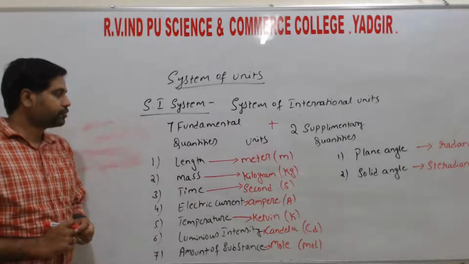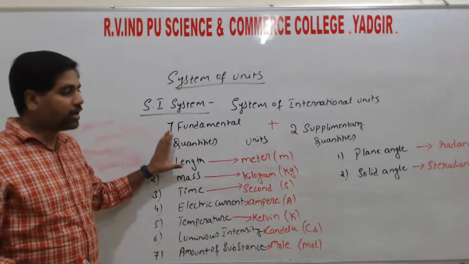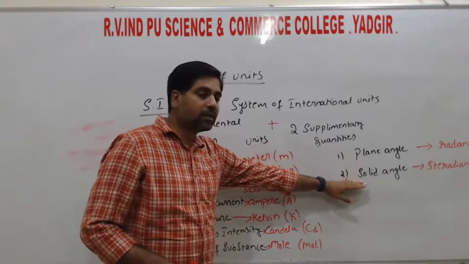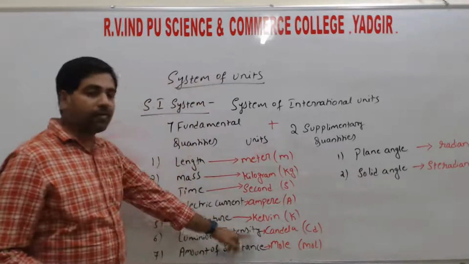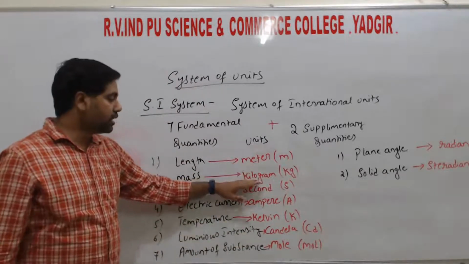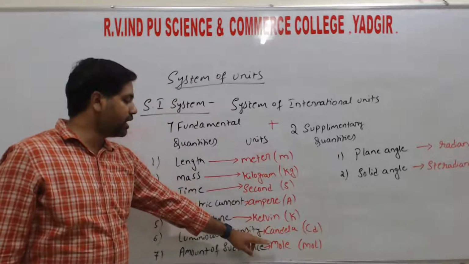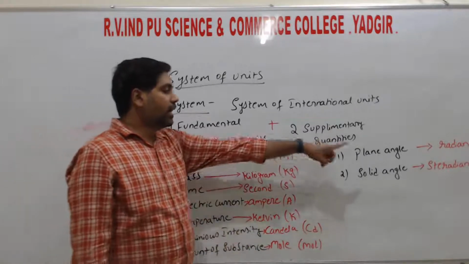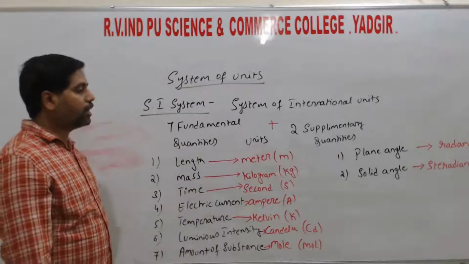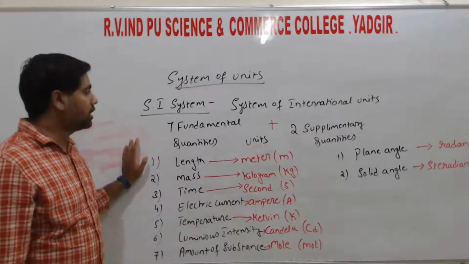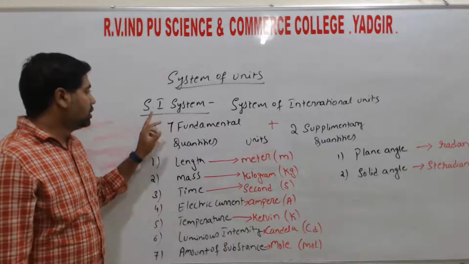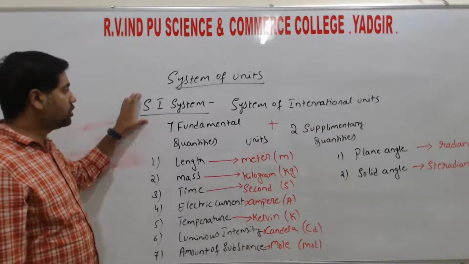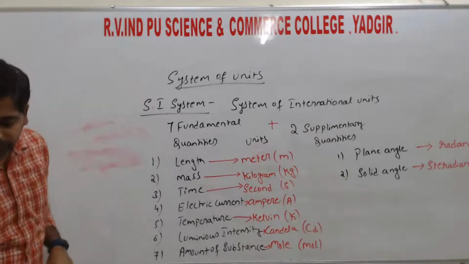So these are the 7 fundamental quantities along with 2 supplementary quantities, that is plane angle and solid angle. These are the 7 fundamental units: meter, kilogram, second, ampere, Kelvin, candela, mole. And radian and steradian are the 2 supplementary units, right? So these are the 7 fundamental quantities in the SI system. So this is about the SI system.